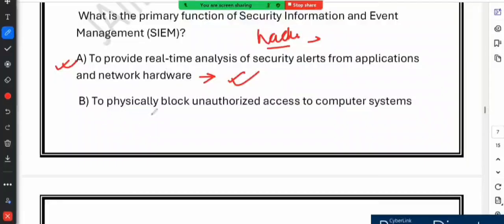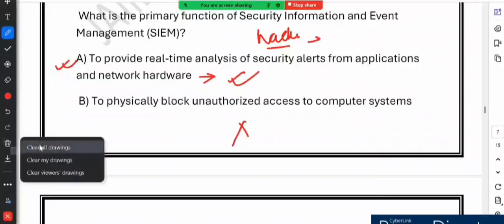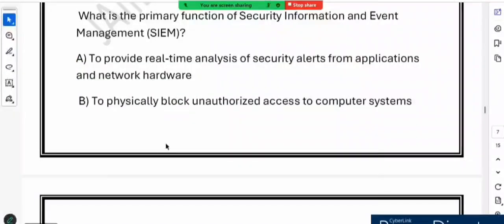If we talk about option B, to physically block unauthorized access to the computer system, this is incorrect because SIEM does not physically block access. Instead, it monitors and detects threats. A security guard at the building physically blocks unauthorized visitors, but SIEM works like a smart surveillance system that watches everything, detects threats and reports them instantly. That is called SIEM. The full form you must know: security information and event management.